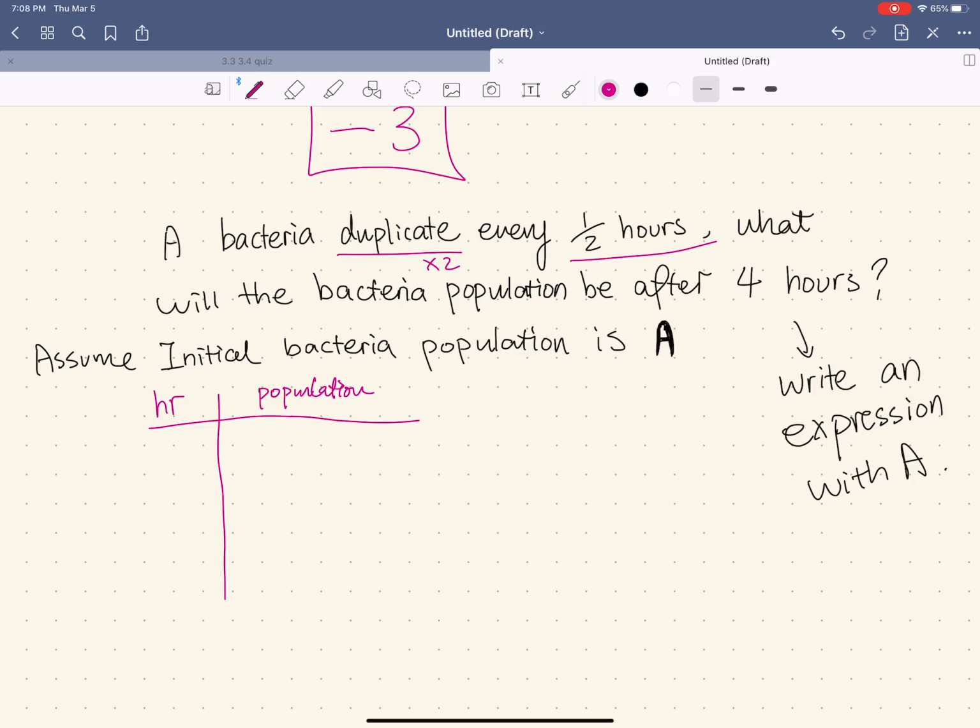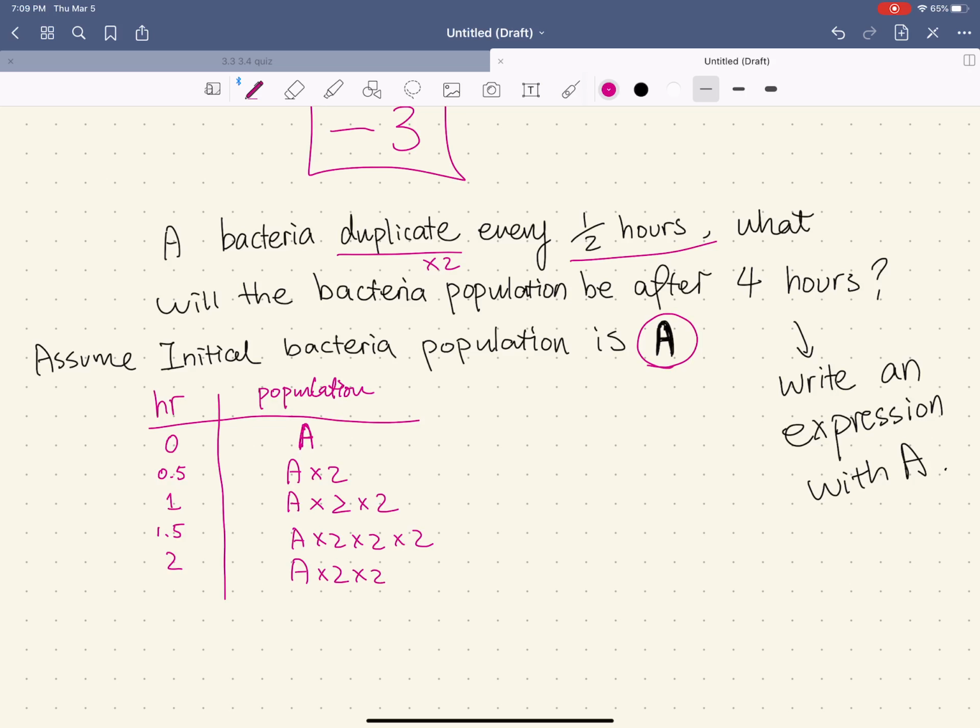So at hour 0, the initial population is A. I actually put 8 here to confuse you, but it's okay, just treat it as 100,000, whatever. Half an hour means 0.5. I'll just write 0.5 because it takes less space. After 1 hour period, it duplicates, so 8 times 2. After another half an hour it is 8 times 2 times 2. Another half an hour is 8 times 2 times 2 times 2. Another half an hour.